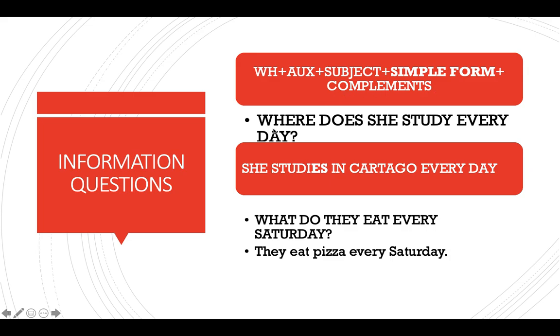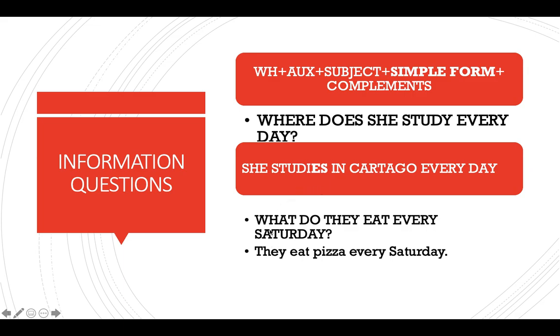So here we have an example. Where does she study every day? Here we have the question mark. Here we have the simple form. Here we have the auxiliary and the WH word. This is the structure for the WH questions or information questions. And what is my answer? She studies, watch out here, you have to use ES, in Cartago every day.